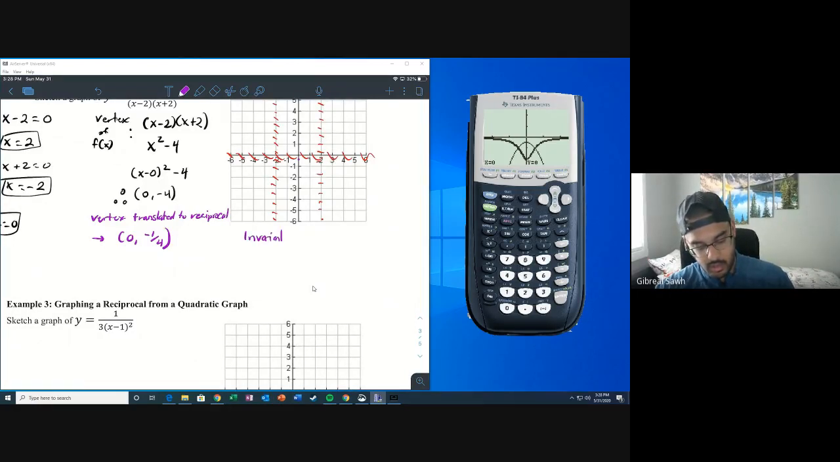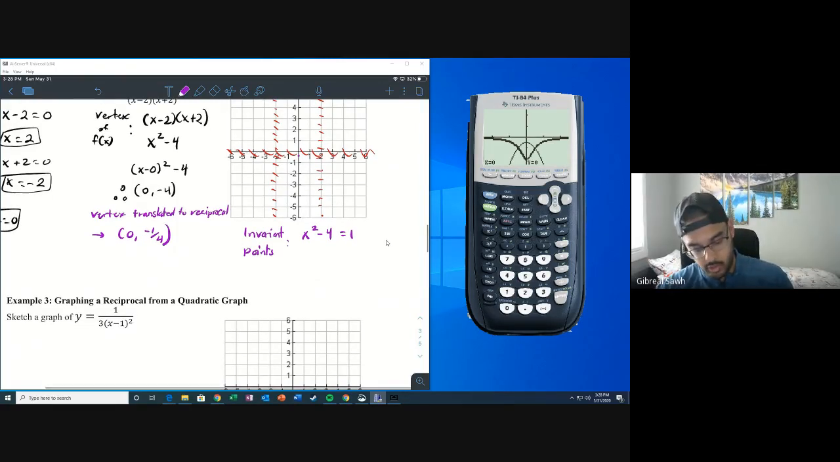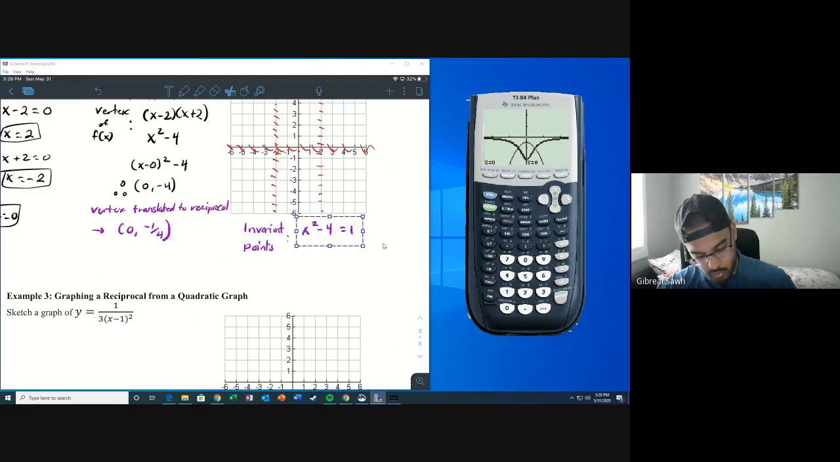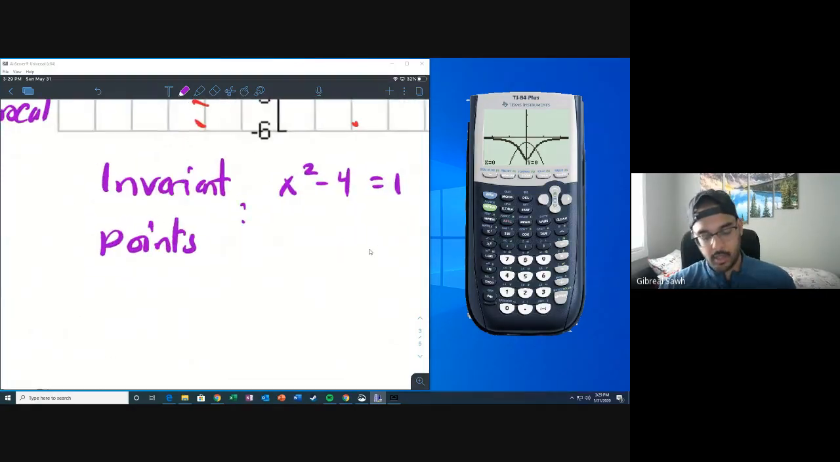Invariant points. Okay, so we said that function was x squared minus 4. So that could either be equal to 1 or, remember, it could be -1. So we need to check both cases just to make sure we choose the right sign. So check the positive one first: x squared minus 4 equals 1. X squared could be equal to 5. So that means x is equal to plus or minus √5.